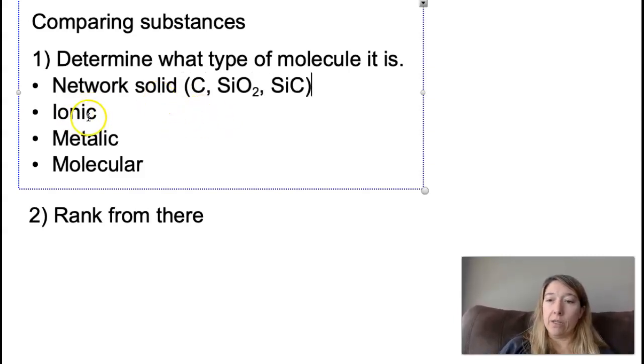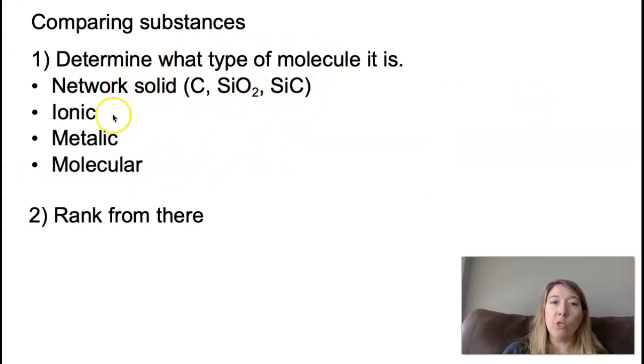Okay, is it ionic? Generally we recognize ionic because we have that metal and non-metal. We could also use our electronegativity numbers if we want to, but most of the time we can decide from metal and non-metal. Is it metallic? If it's metallic, the formula is just a metal. Or is it molecular? Molecular would be all the rest of the covalent compounds that weren't contained in these.